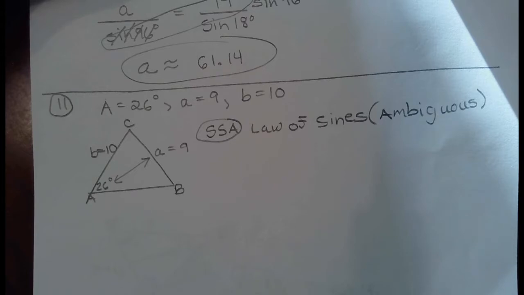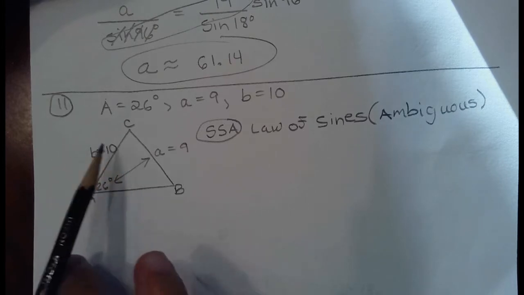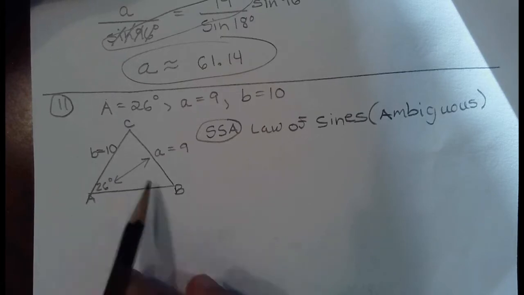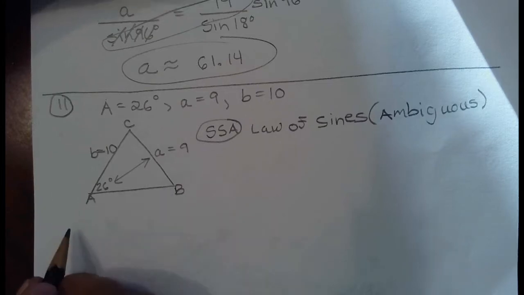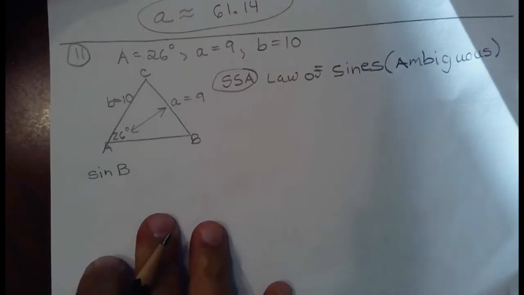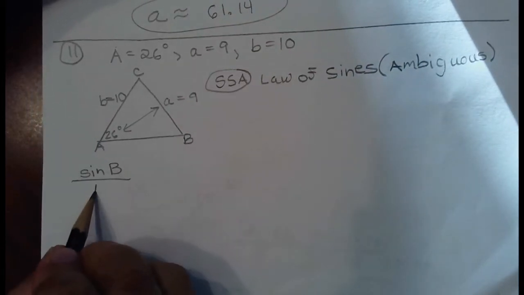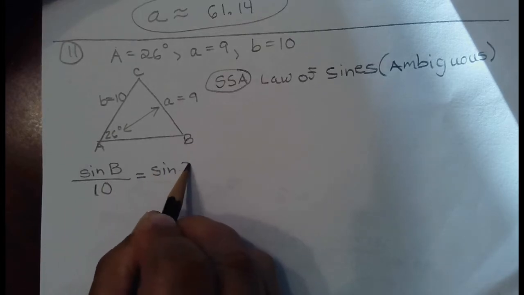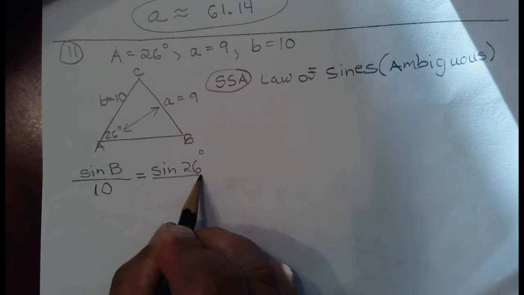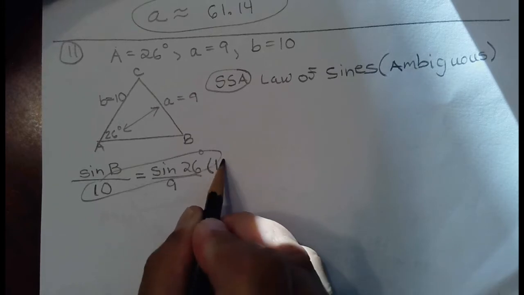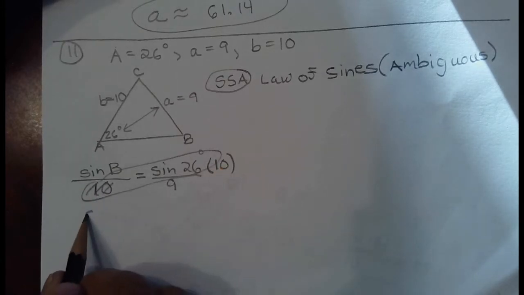Now, of course, we're going to go after this B pair right here only because you have part of it. You have the side, you need the angle that is across from it. So I'm going to go after B first. Sine of angle B. Remember that whatever you're finding, you should put that in the numerator. Sine of angle B across from the 10, and then sine of 26 across from the 9. And if I cross multiply this 10 into the numerator, then sine of B is isolated, the unknown.